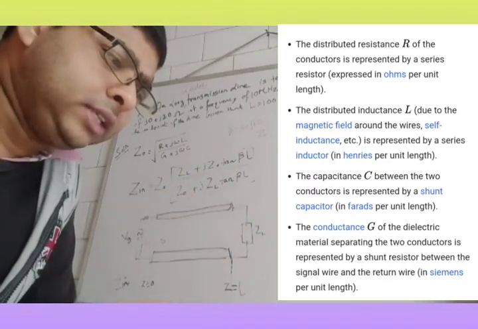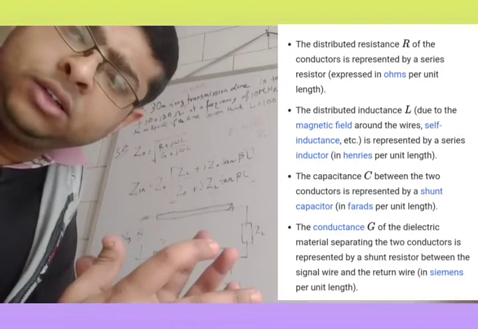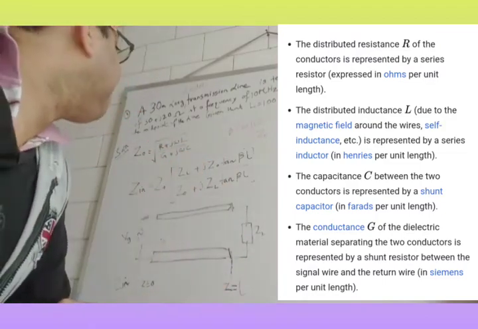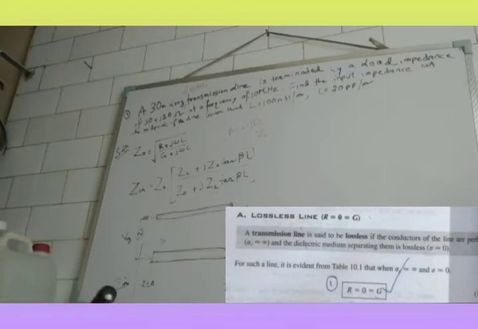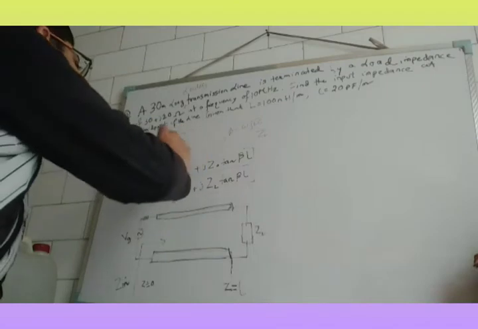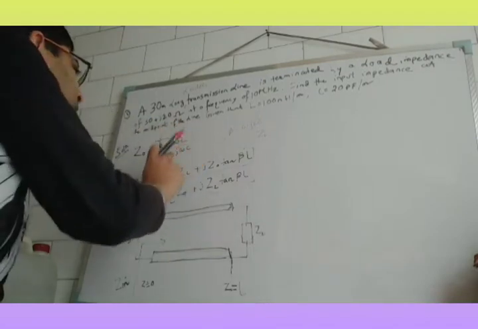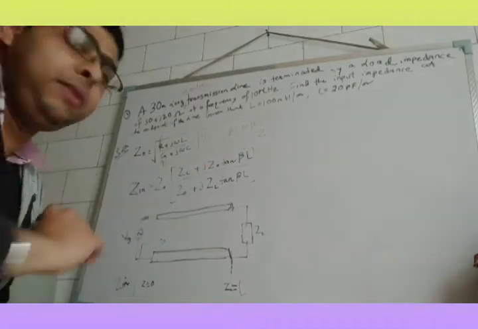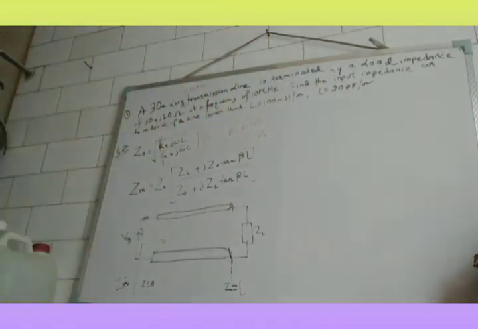Okay, there are some phenomena which we are just trying to model, trying to capture here. So for a lossless transmission line, R equals 0 and G is also equal to 0. So this will be 0, this will be 0, and the j omega will cancel out. So this will be basically root L by C. L is this, C is this.